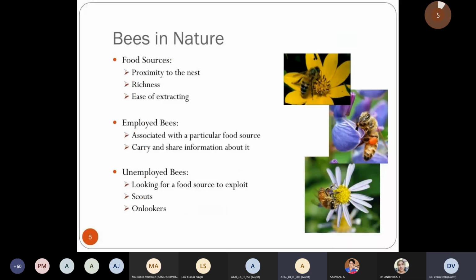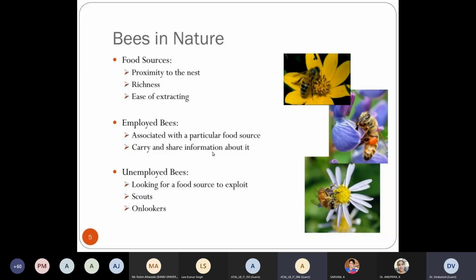So basically, we are looking at the natural behavior of a honey bee swarm. Based on the type of job they are doing, these honey bees can be divided into three categories. One is employed bees, and there are two more: one is onlooker bees, and another is scouts. In total, there are three types of bees: employed bees, onlooker bees, and scouts. These three categories exist based on the type of job that they are doing.